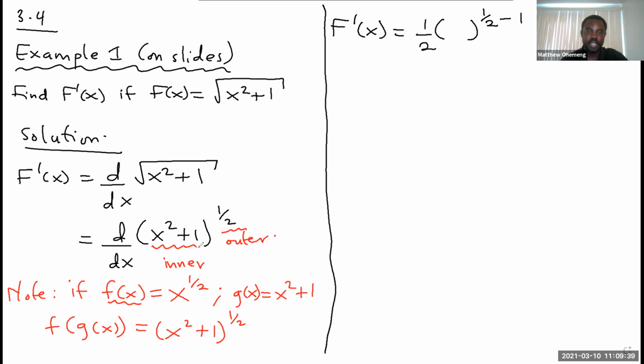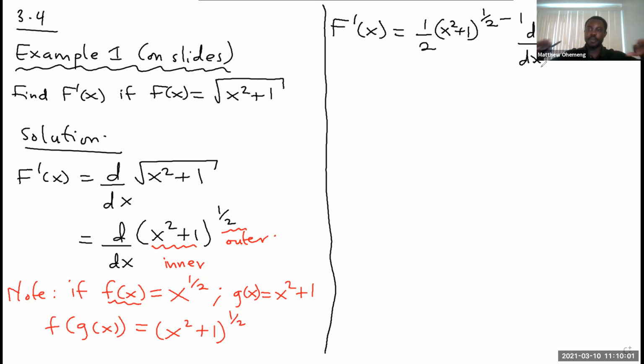So I'll have to put what? The inner function. What's that? That's x squared plus 1, right? So that would be the first link of the chain. Now, the next link will be what? Multiply by the derivative of the inner function. So that means just do the derivative of the what? Of the inner function, which is x squared plus 1, like so.